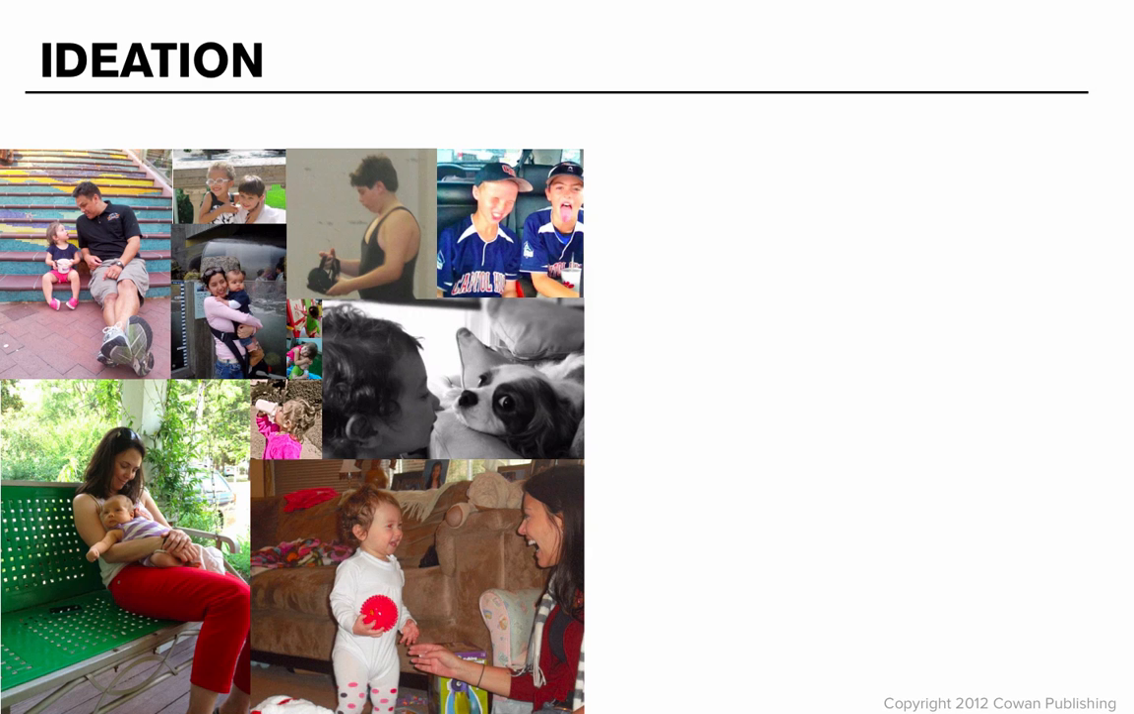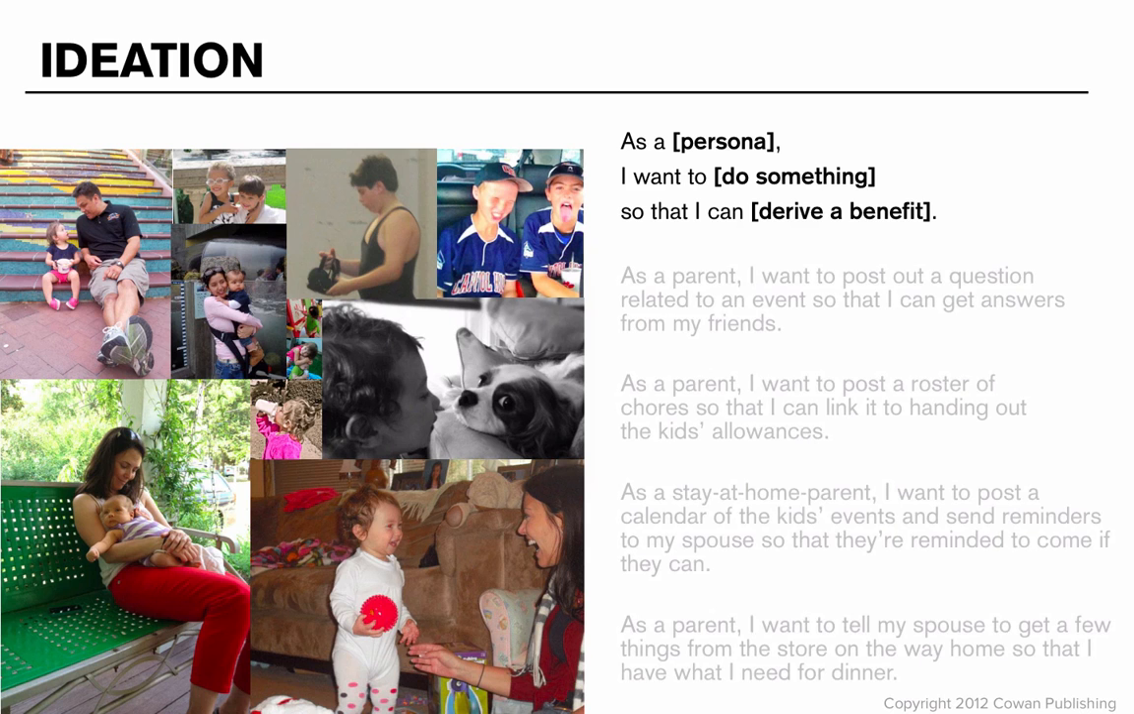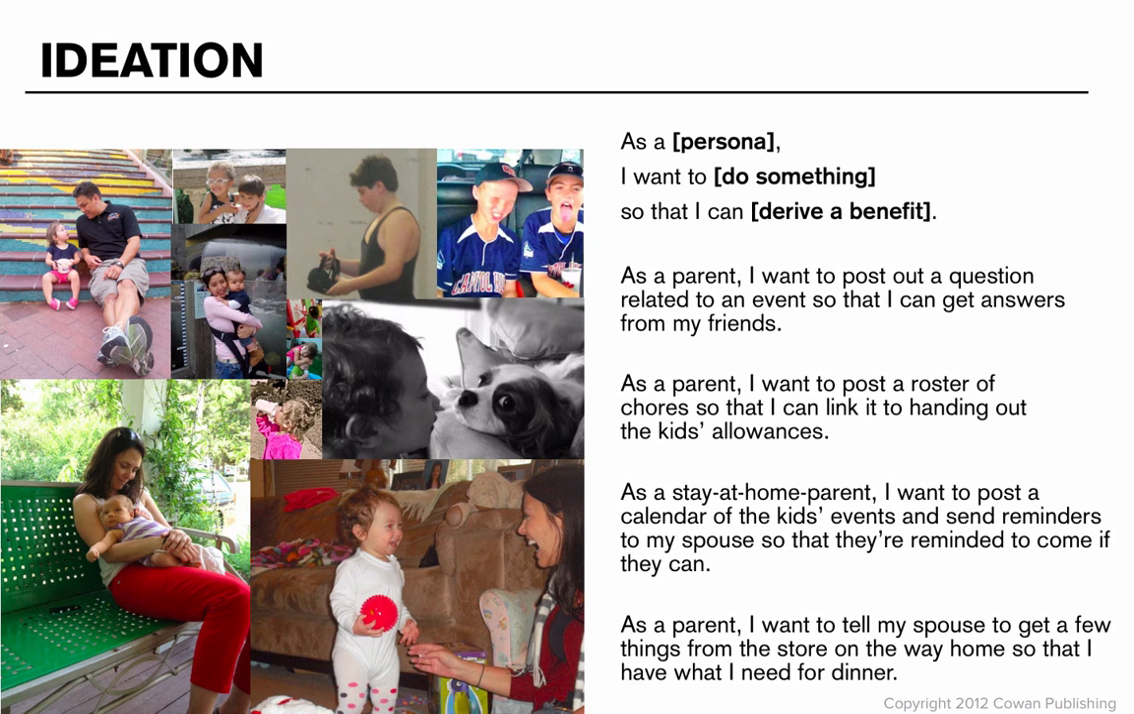She comes back with pages of notes, photographs, video, and she compiles all this into user stories, which we discussed have three components: a persona, something the user wants to do, and an objective, a reason why they're actually doing that stuff. So a few examples here. If we look at the second one, as a parent, I want to post a roster of chores so that I can link it to handing out the kids' allowances. The parent is the persona, the post a roster is the do something, and the handing out of the kids' allowances is the objective, the benefit.